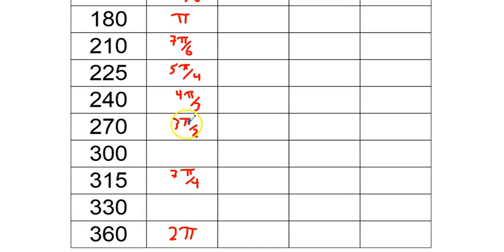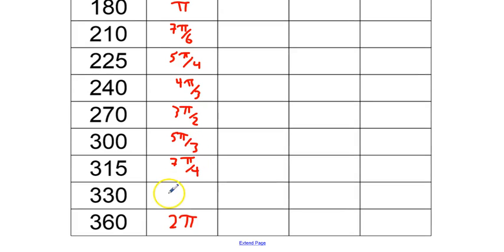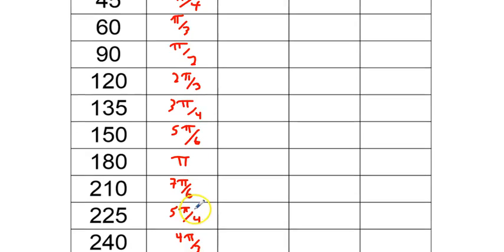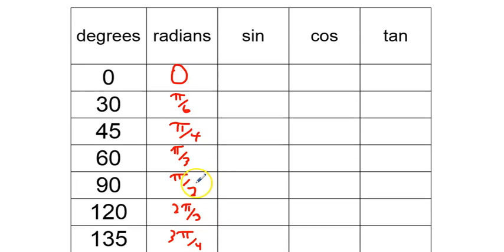Nine pi over 6 we already have filled in. 10 pi over 6. And the last one we need is the 11 pi over 6. So that takes care of all of the radian measurements filled in on the chart.